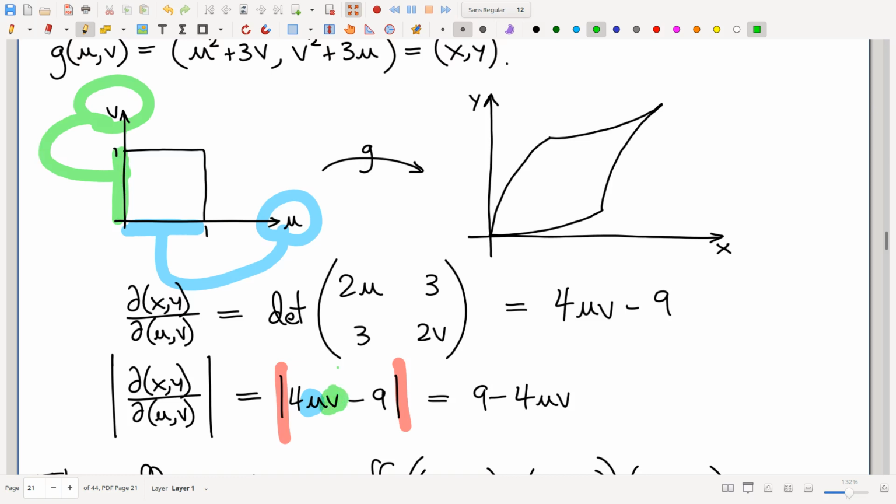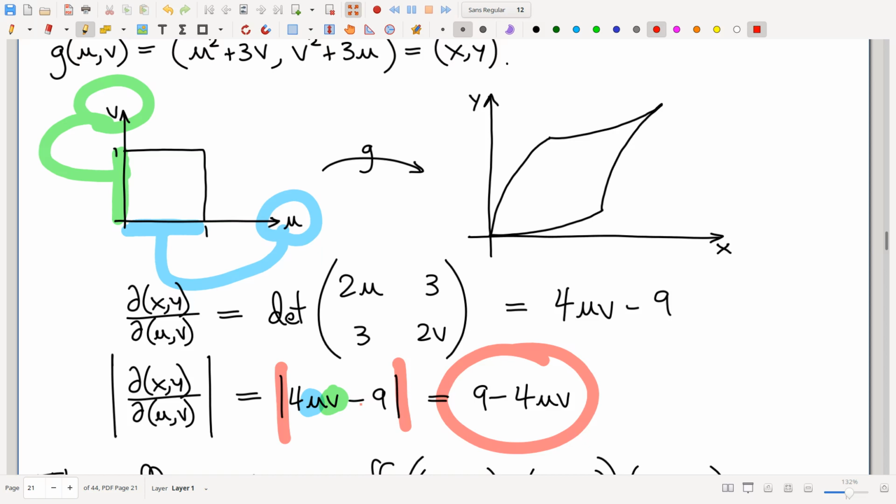So keeping in mind what the domain is, what that tells me about what u and v are doing, I can now revisit this expression and point out, okay, well, this first term is never bigger than 4. And that means that the thing inside of the absolute value is never more than minus 5, which means it's always negative, and the absolute value of something that's always negative is the negative of itself. Everybody buy it?